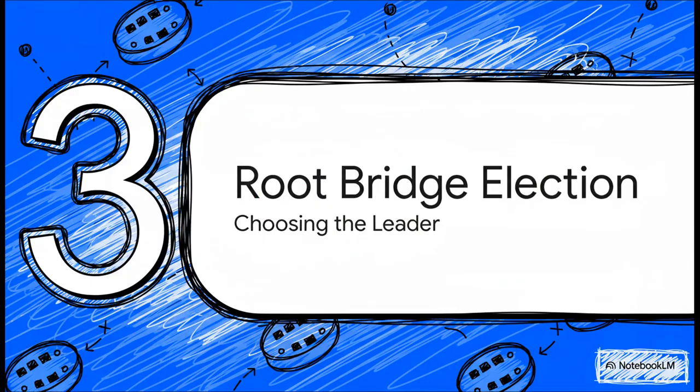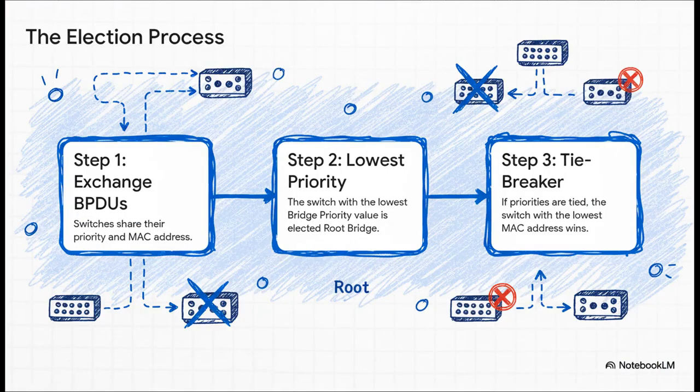Which leads us straight into Section 3, the root bridge election. You see, before you can build a logical loop-free map, everyone needs to agree on a single point of reference, a "you are here" star on the map. To do that, the switches have to elect a leader. And this election is actually pretty simple. First, all the switches throw their hats in the ring by sending out those BPDUs we just talked about.